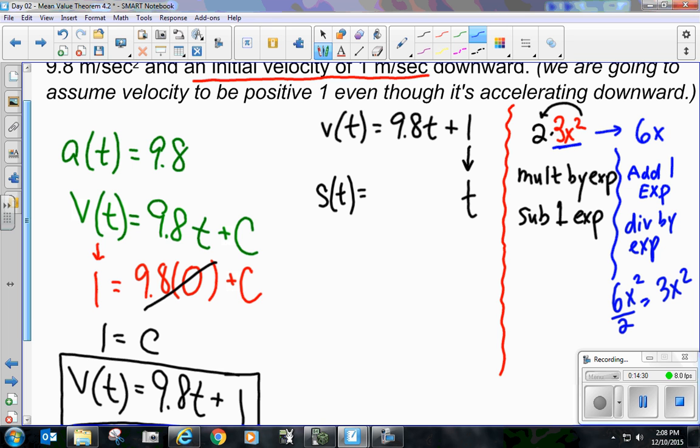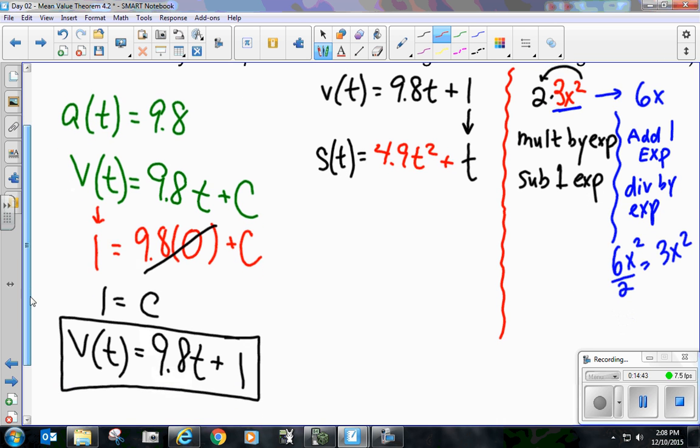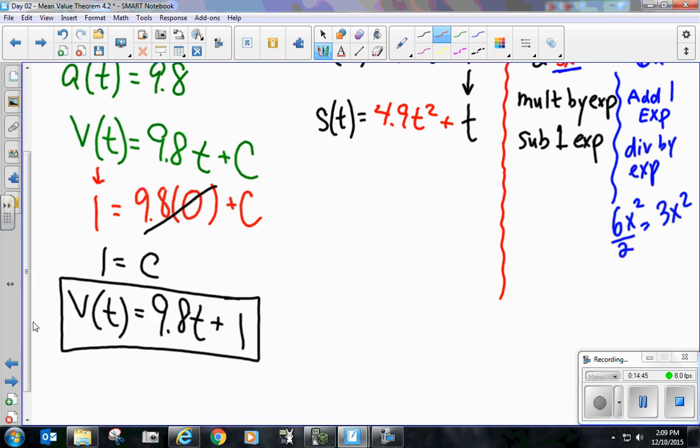So now take 9.8t, which you said was 4.9t squared. And there's a plus here. And how did you figure that out, or how can we figure that out now? It's because if I take 9.8t and I use my antiderivative thing here, I add 1 to the exponent, so this becomes 2, and then I divide by that exponent. 9.8 divided by 2?